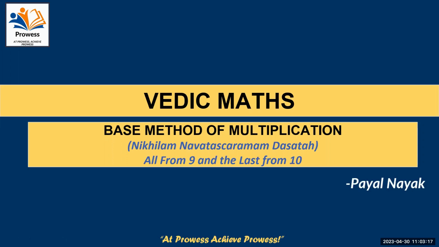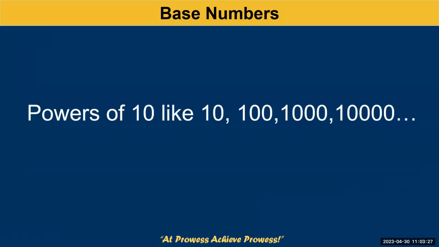Now, what does this method contain, or how do we use this method in our multiplication? Let us see that. Before that, we should know what we mean by base number. As I told you, the name of the method is the base method of multiplication. So what does base mean? We are talking about the base numbers, right? So what are the base numbers? The base numbers are nothing but the powers of 10. So 10, 100, 1000, 10,000, lakh, 10 lakh, and so on. All these numbers are known as base numbers.